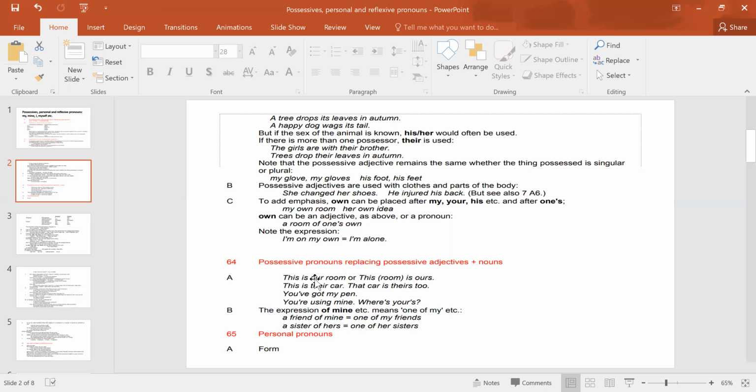Here, you are using our as a possessive adjective. So this is our room, but here this room is ours. Here ours is a possessive pronoun, and you are shifting this possessive pronoun to the end of the sentence. This is their cat. There is a possessive adjective here. That cat is theirs too. So this theirs here is a possessive pronoun.